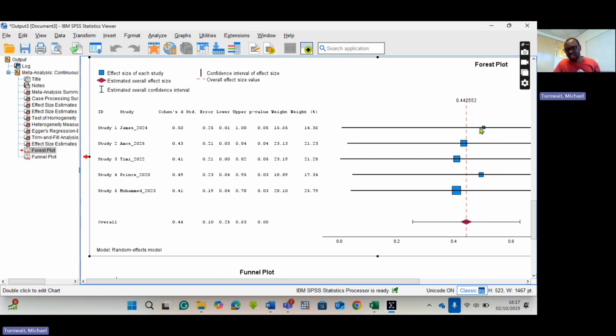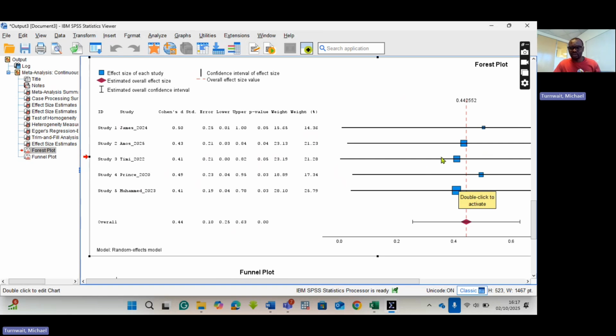For example, this one with a small blue box has a weight of 15.65 and a weight percent of 14.36. But for the large one, which is EMAS, the weight is 23.13 and the weight percent is 21.23. You see, the weight here is larger. That is why the box is larger.